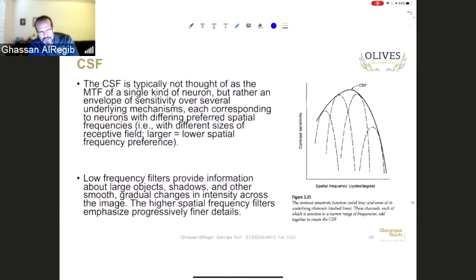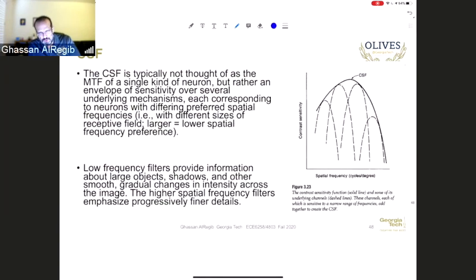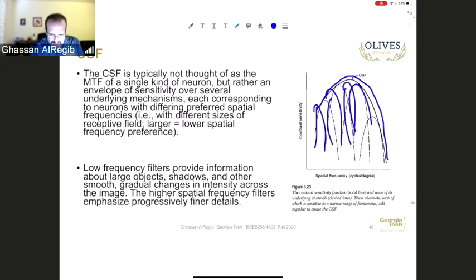One of the things that we have to keep in mind, this idea, is that the CSF is not really the MTF for just a single kind of neuron. It is really an envelope. So you can think of the CSF here as an envelope, and our neurons basically have small bands in between. They can even overlap.